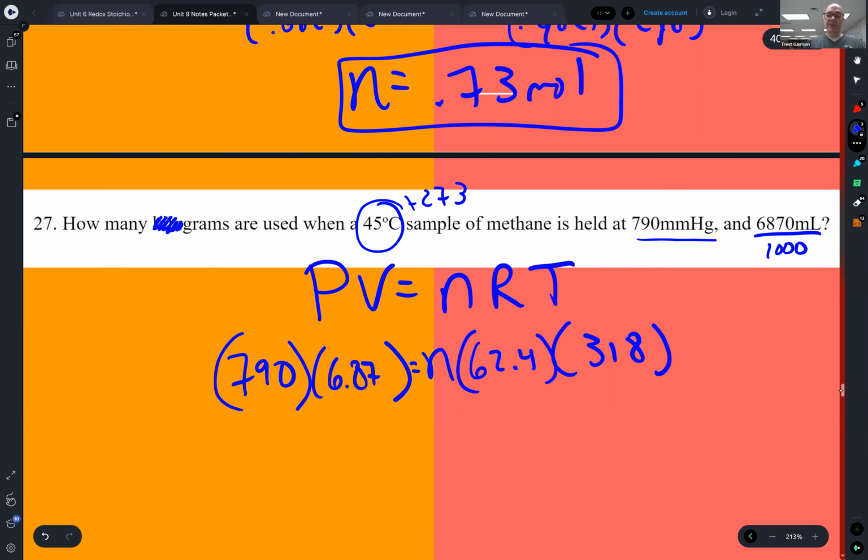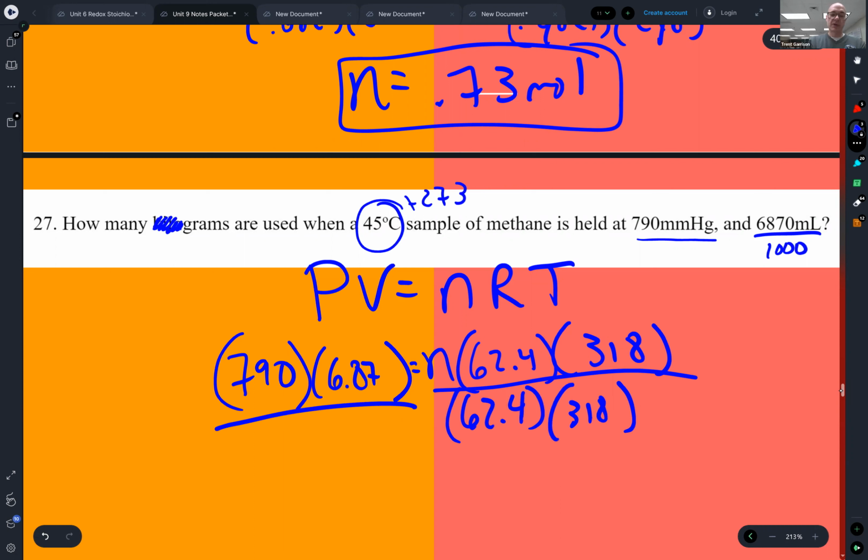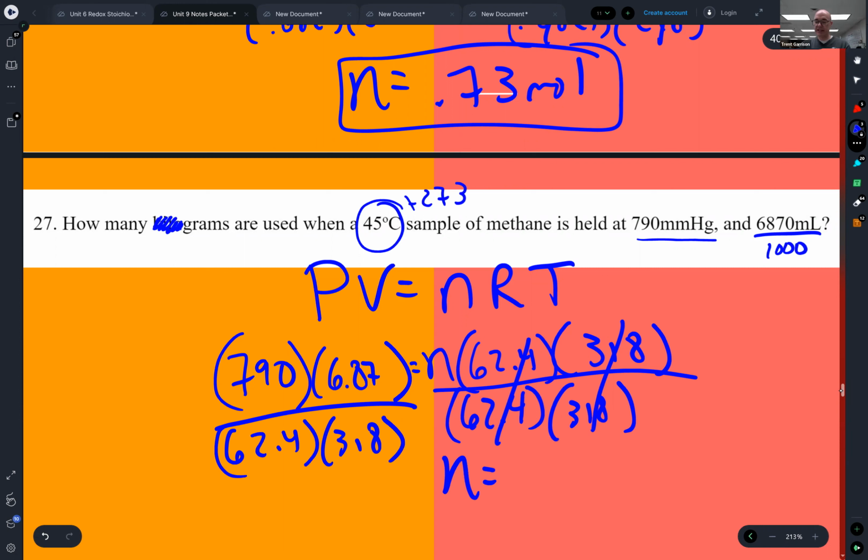So again, I'm going to isolate that n. I'm going to divide both sides by these two values. Bring them onto the other side because this is what algebra does. And I'm going to end up with my answer, 790 times 6.87 divided by 62.4 divided by 318. And I end up with 0.274.